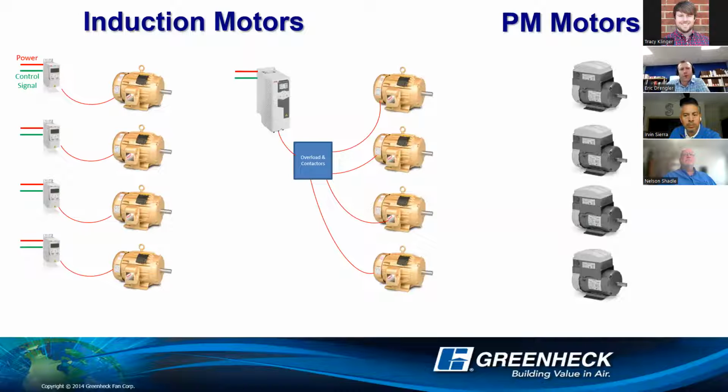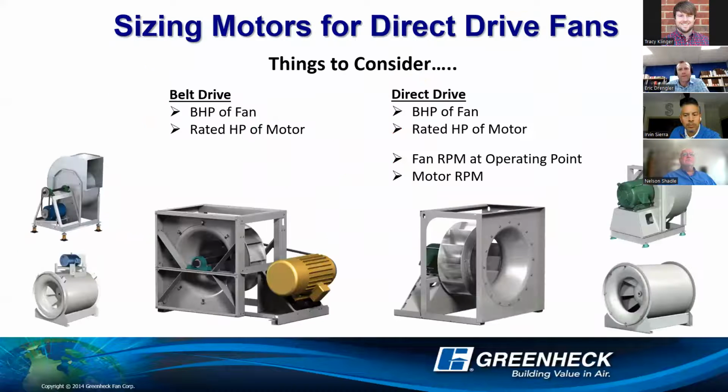So for critical applications, we'll see a lot of secondary drives and some transfer gear, so that if that primary drive fails, it can switch over to the secondary drive. On the permanent magnet motors with the built-in drive, it's a little bit more simple. You just run the power and a signal to each individual motor, and you don't have to worry about the drives or overloads and contactors between the individual motors like you do with an induction motor and a VFD. So that's a little bit on the fan portion of it.